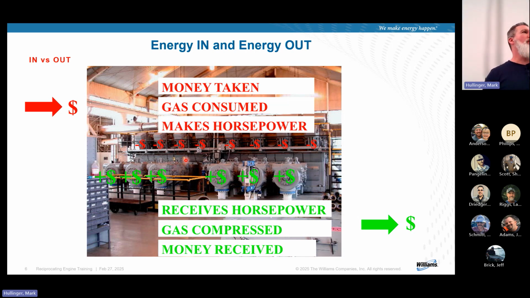In your house, you want to spend the least amount of money and get the most value. An engine is the same way. An engine gobbles up fuel, which costs us money or energy, and in return it compresses gas, the same natural gas, and pushes it down the pipeline. It goes to a meter station, we hand it off to the customer, and that's how we make money. So if you can use less fuel and compress more, you become more efficient.